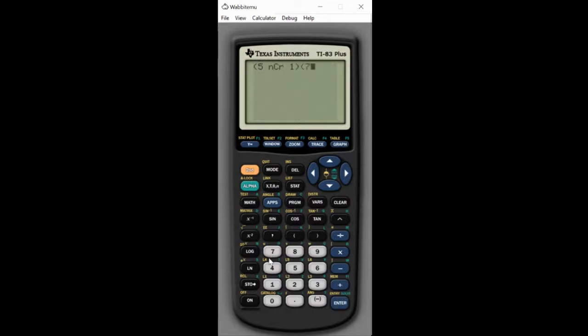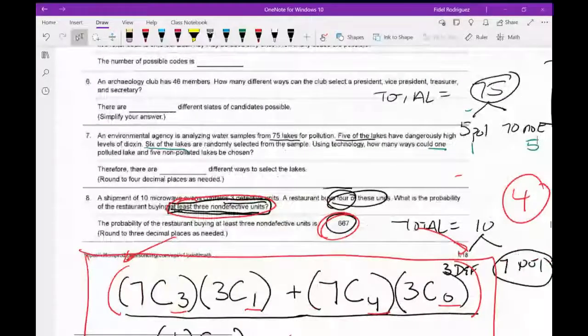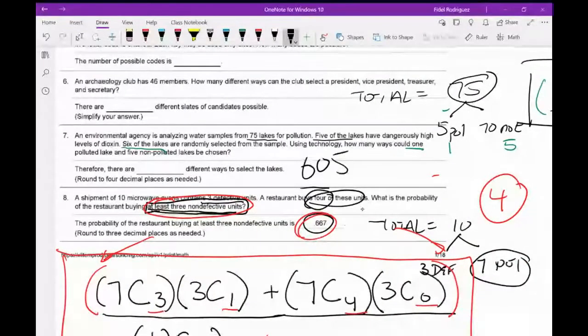And then we're going to have 70 math, PRB. And we want to choose 5 from those 70 that are not polluted. And I'm going to hit enter. And so the answer that we came up with was 605,15070. And so when I stop sharing this and we come back to our notes, here we go. So here we say we have 605,15070. Okay. And so that's how I would do number 7.